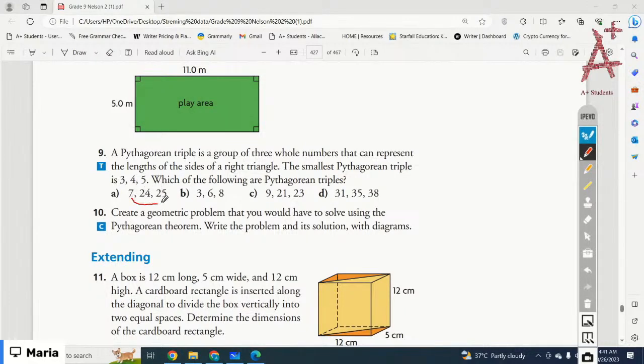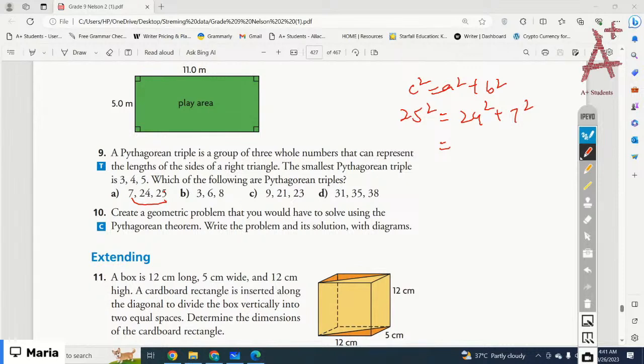The longest side is always the hypotenuse. So 25 is the hypotenuse. Let's see if it satisfies. It would be c square equals a square plus b square. C is 25 square. 24 square plus 7 square. Let's just see if they both are equal. 24 square is 576 plus 49.